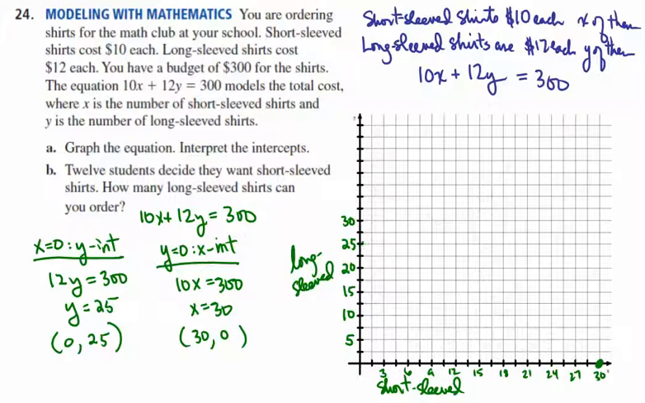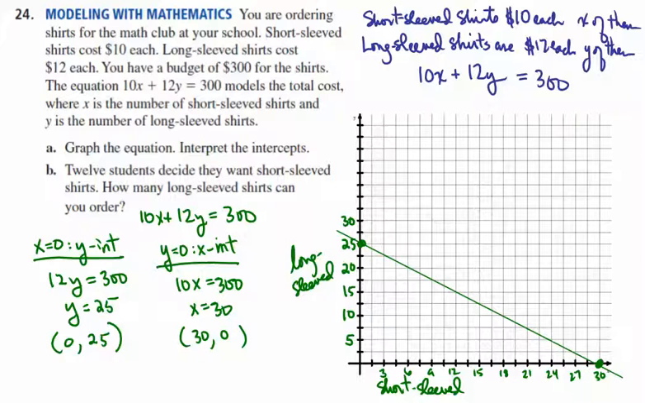Alright, so our y-intercept was 0, 25. The x-intercept is 30, 0. And when I go ahead and graph these, and try to fix that up, I think that's about as good as I'm going to get it there. Now, again, we want to make a table. This question just says 12 students decide they want short sleeve shirts. How many long sleeve shirts can you order?